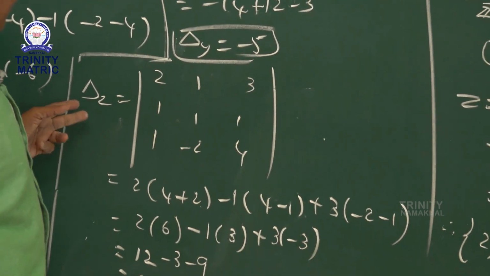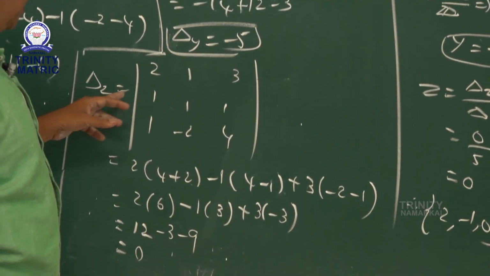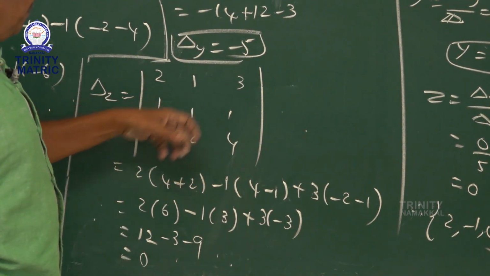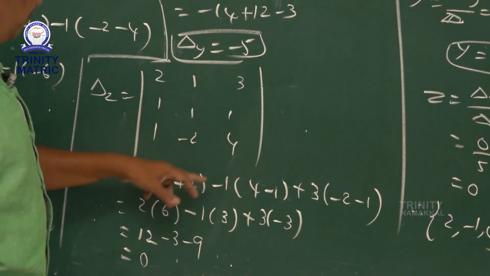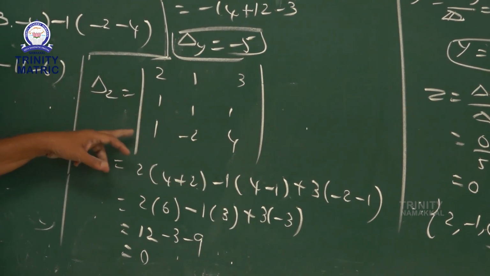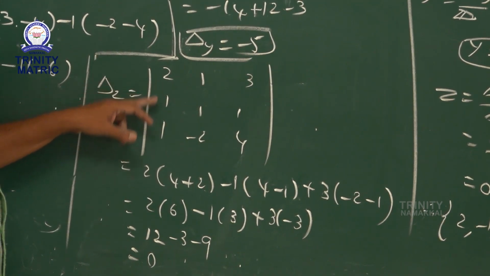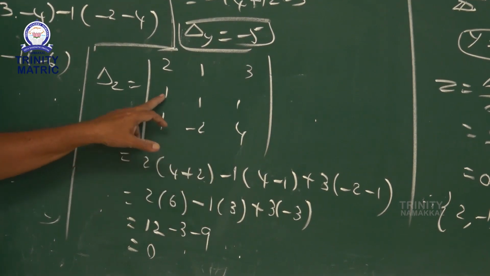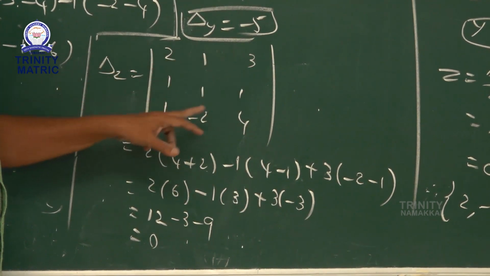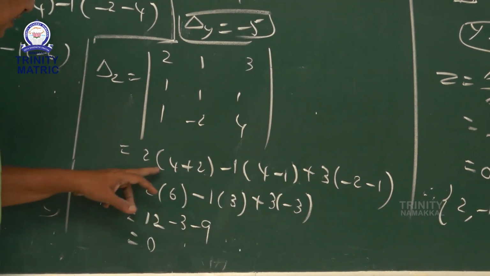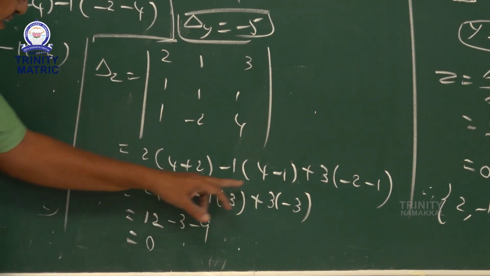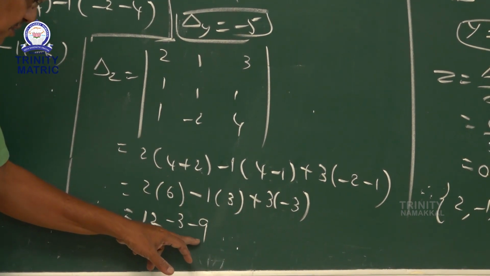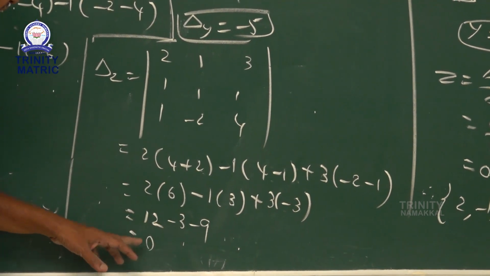Likewise, the last one is del z. You have to write the coefficients of x and y. Instead of z, you have to put the element of b. What are those? 3, 1, 4. We have to find the determinant value of del z. How will you find it? You have to write 2, 1 4s are 4 plus 2 minus 1 4 minus 1 3 minus 2 minus 1 6, 2 6s are 12 minus 3 minus 9, minus 12 minus 12, 0.